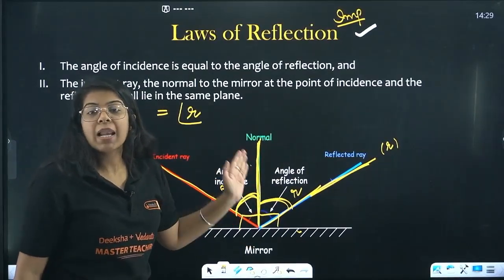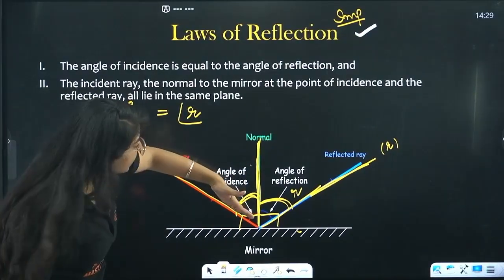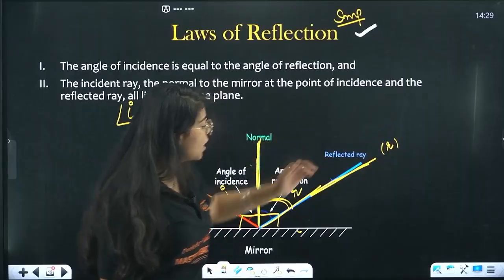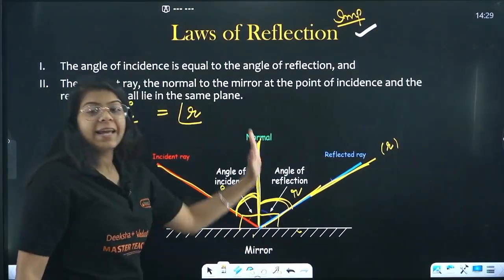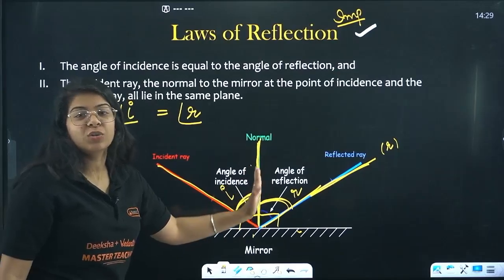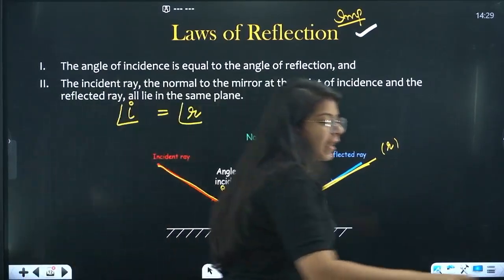Then beta, one more thing you have to remember, this incident ray, this reflected ray and this normal all lie in the same plane. That means if my incident ray is coming like this and reflected ray is going like this, then my normal will not be like this. It will also be like this, perpendicular to the surface.